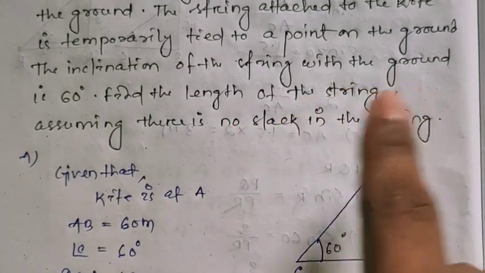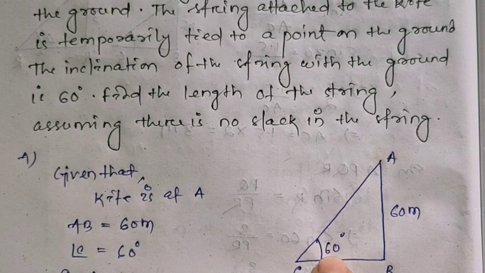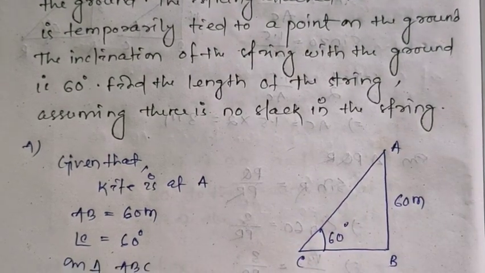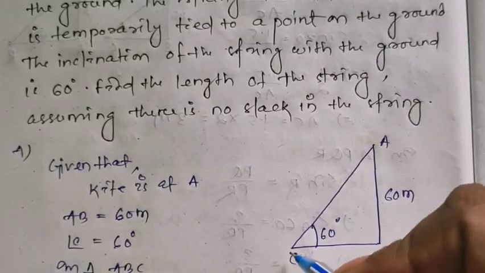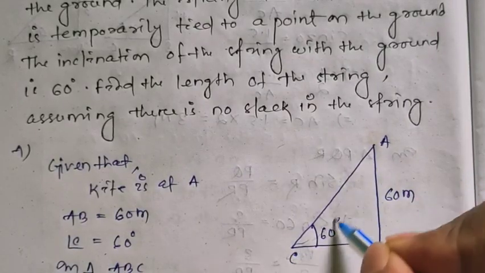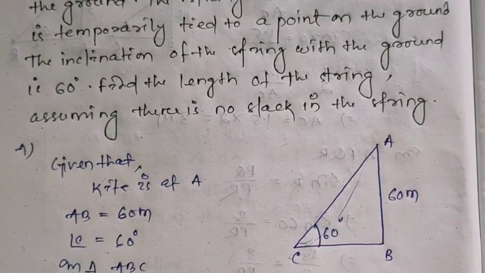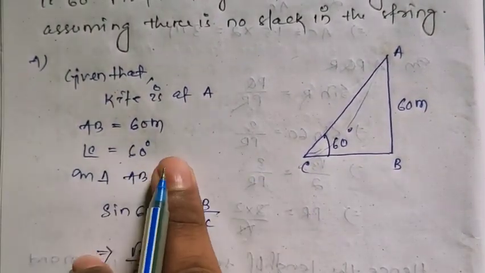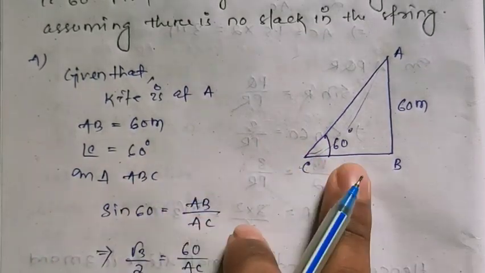The angle of inclination is 60 degree. Find the length of the string. That means we have to find out AC. If it is slack, the string will be bent, but slack is not given. That means we have to find out AC. I have written given that kite is at A, AB is equal to 60 meter, that is your height. Angle C, that is the angle of elevation, is 60 degree.